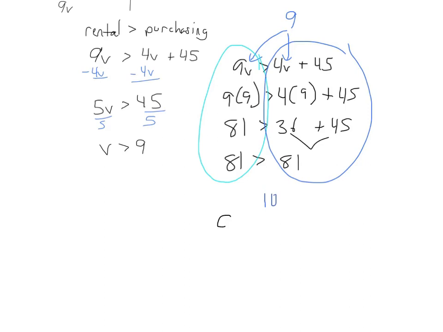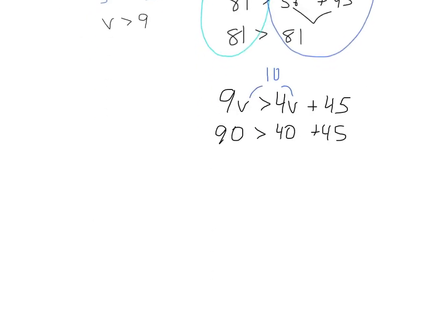So I'm going to rewrite my inequality. 9V is greater than 4V plus 45. Let's plug in 10 there and there. So let's see. 9 times 10 would be 90. Skipping a step here. Is greater than 4 times 10, which is 40, plus 45. All right? And let's see, 90 greater than 40 and 45 is 45. Okay? Oops, 45, what am I talking about? Sorry, 85. 85, there we go.